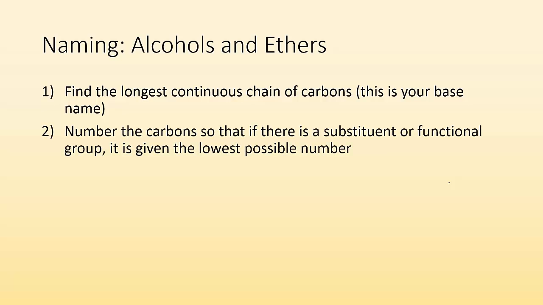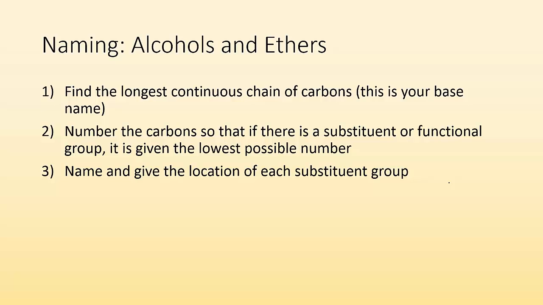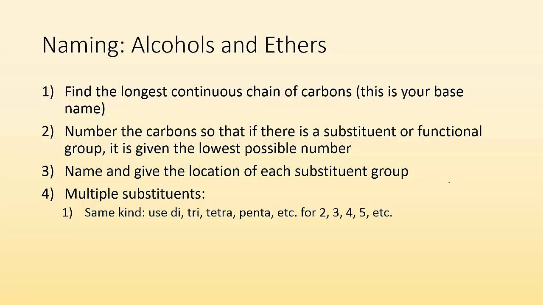Next, you're going to number the carbons so that if there's a substituent group or a functional group, it's given the lowest possible number. Then you're going to name and give the location of each substituent group. And if you've got multiple substituent groups, you're going to use di, tri, tetra, etc. for the same kind, like if you've got 3 chlorines, you're going to say trichloro. And then you're going to list them alphabetically. So if you've got multiple substituents of different kinds, you just list them alphabetically.